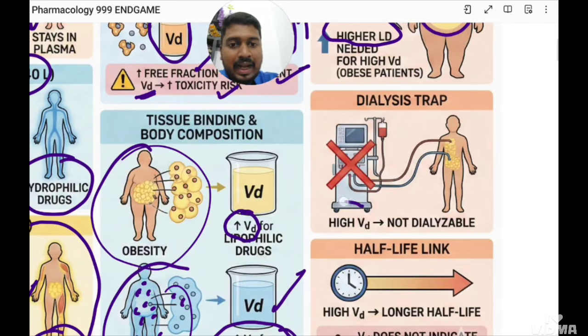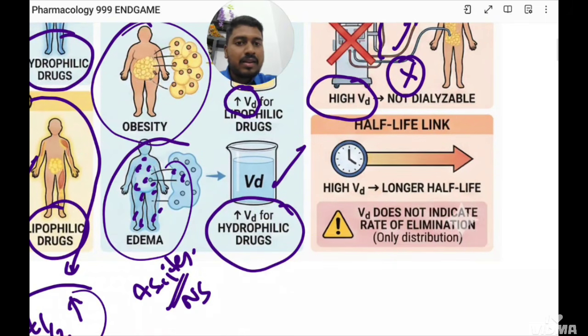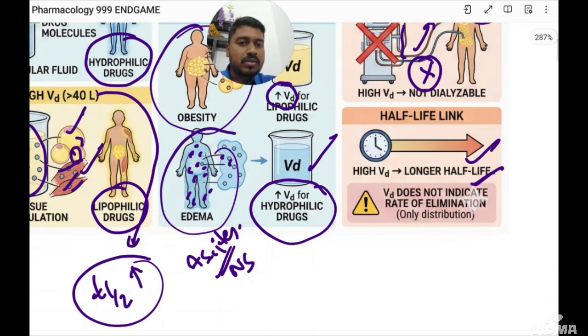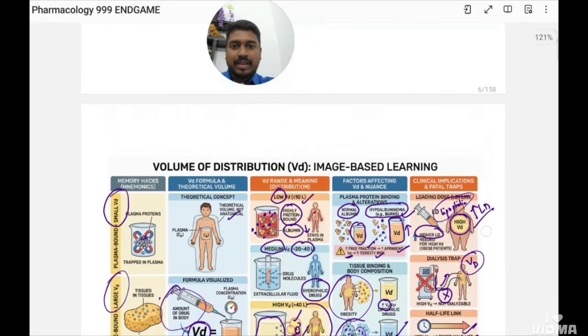Second concept. Higher volume of distribution means most of the drug is in the tissues, in the muscles, in the extracellular space. So it is not in the blood. So hemodialysis is not useful for drugs with higher volume of distribution because they are inside tissue, inside muscles. So higher volume of distribution means longer half-life. Okay, we'll go to the questions now. I hope everything is clear in this. I have made it very simple for you guys.